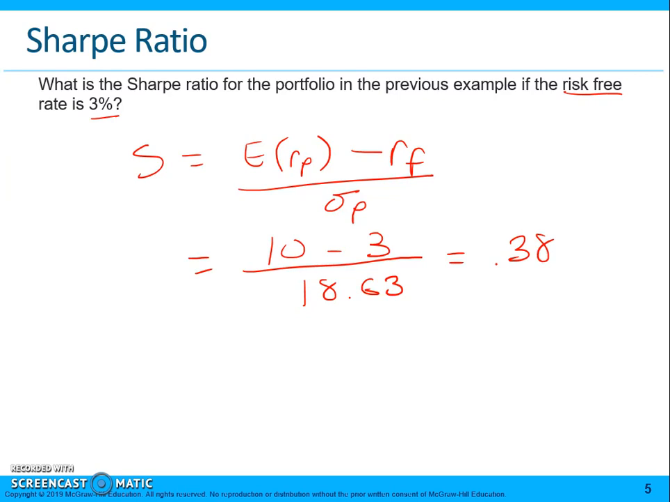Sharpe ratio is also referred to as the reward to volatility ratio. It gives us a way of comparing returns on securities with different levels of risk. We measure risk by the standard deviation. If a security had a higher Sharpe ratio, we would likely prefer that security to this one. If it had a lower Sharpe ratio, we would prefer this one.